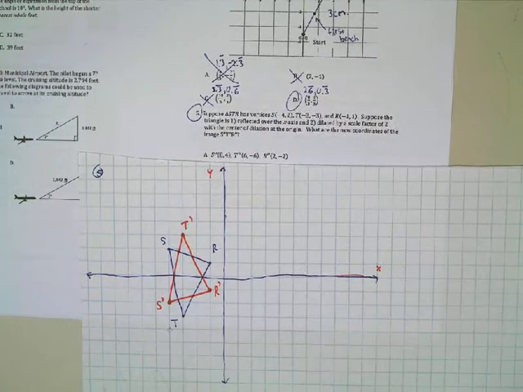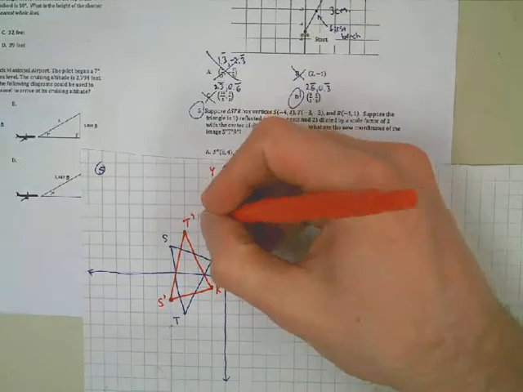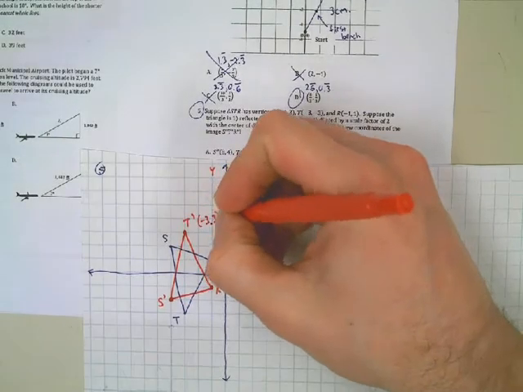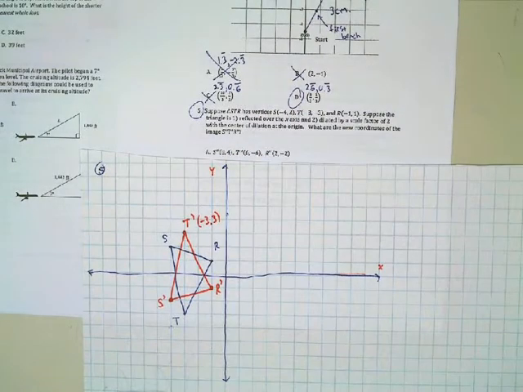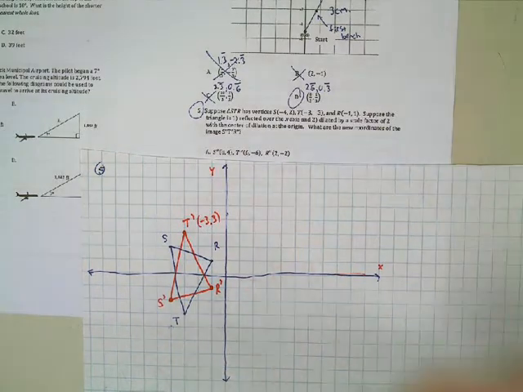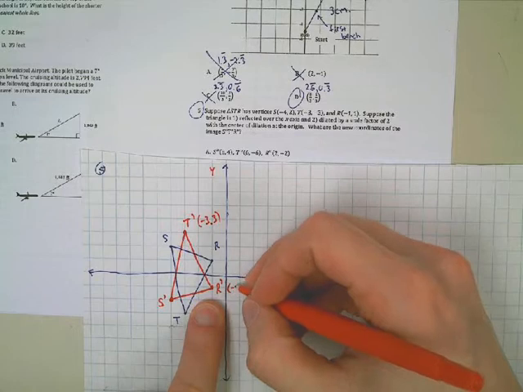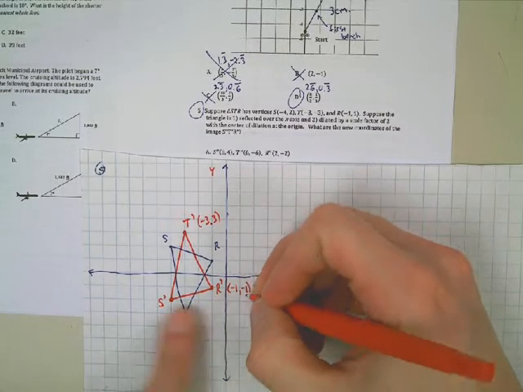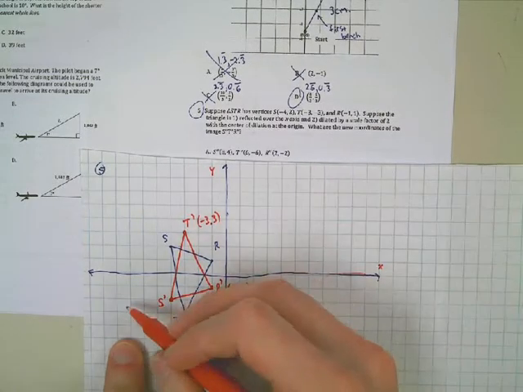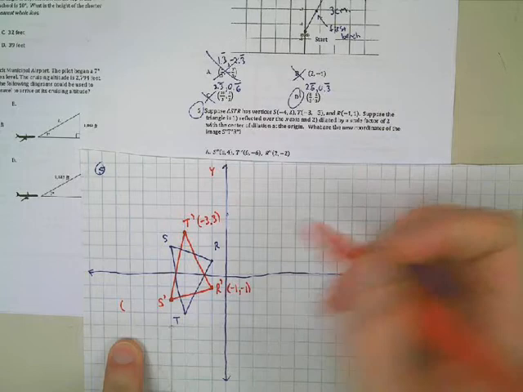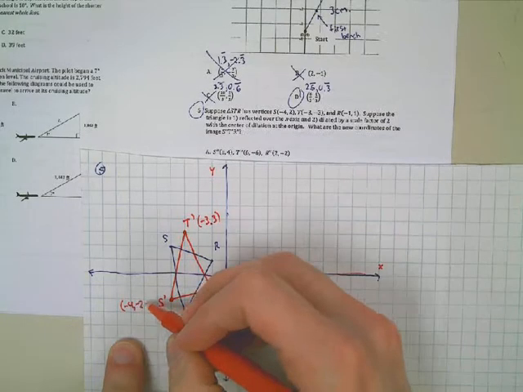T prime, please. It would be negative 3, positive 3. Okay, so negative 3, positive 3, so I'll write that right next to it there. And then what about R prime? What are R prime's coordinates? Negative 1, negative 1. Good. And S prime, Jason? That would be negative 4, negative 2. Good. Yeah, you're right. Very good.